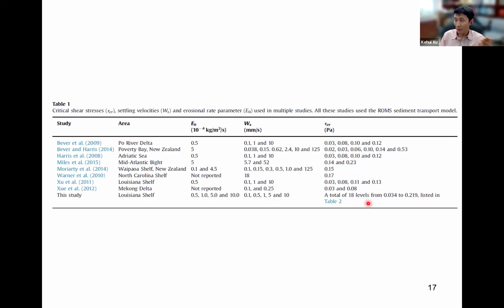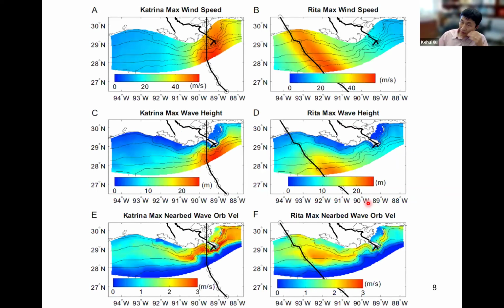So it was a little bit tedious, but it's very time consuming to test those parameters. Okay, so let's take a look at the result. So I have Katrina on the left, Rita on the right, wind on top, wave in the middle, and nearby the wave orbital velocity, which is a proxy for the wave-induced shear stress on the bottom.